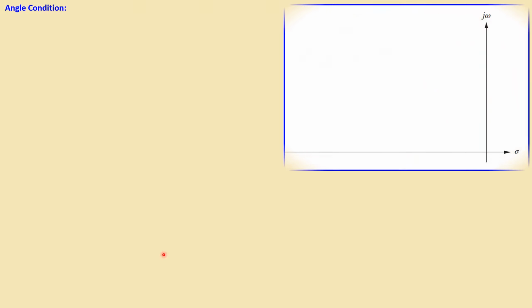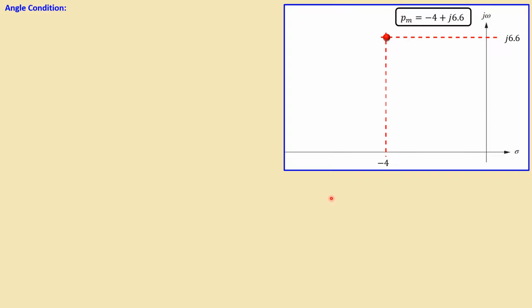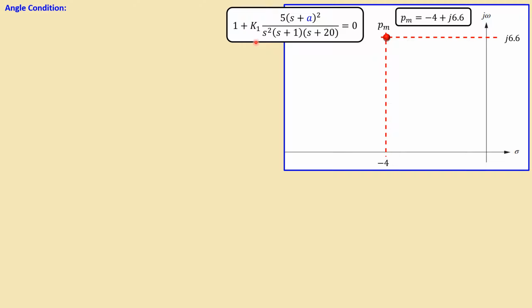Now before we move on with that one, we first make a sketch. We'll give the real and imaginary axis, and we know the design point is given here, and we know also that the design point can be designated there in this plot. So we have the j6.6 as imaginary and -4 as the real value. This is the PM.